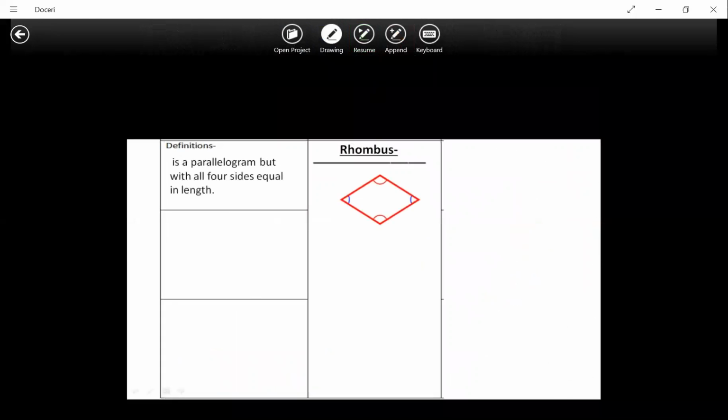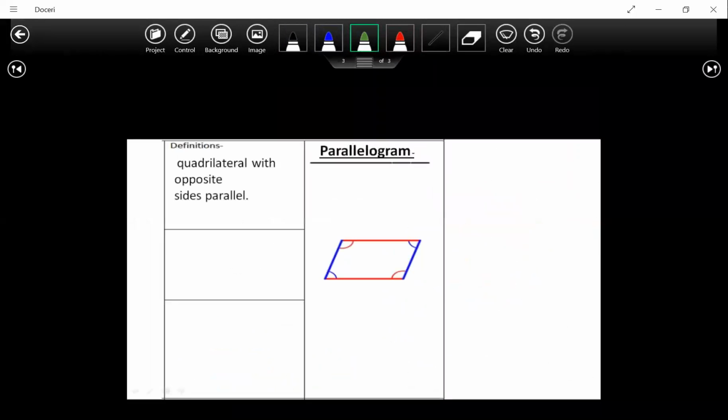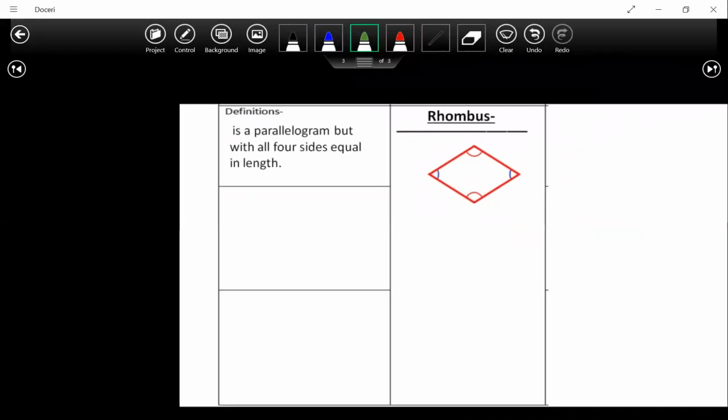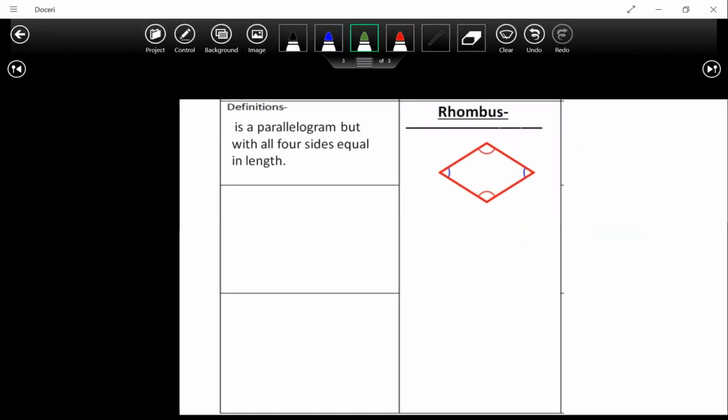Our next one is a rhombus. Rhombus, rhombus, rhombus. So go ahead and copy that one down. By the definition of a rhombus, we do have parallel sides, but what makes it different from all other parallelograms is that all 4 sides are congruent. So if you're ever given a rhombus, the one thing you can always depend on is that all 4 sides are congruent. So we'll talk about that as well.